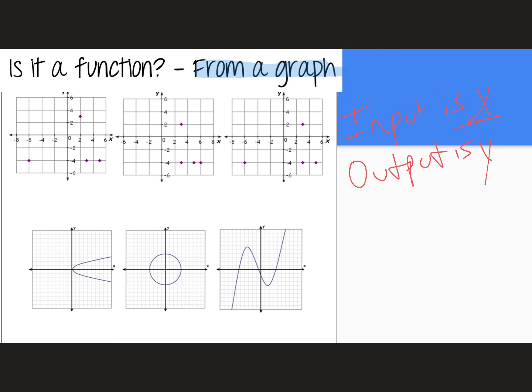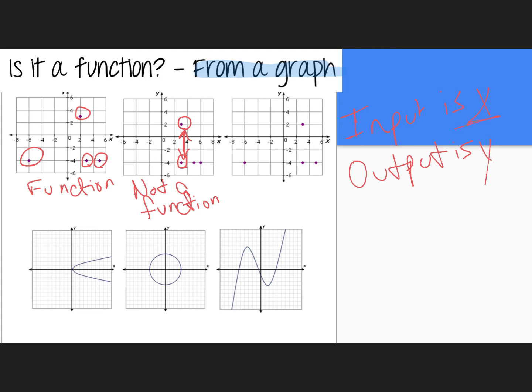So I need to see if any of my inputs repeat. This has an input of negative 5. This has an input of 2, an input of 3, an input of 5. So this one is a function because none of my inputs repeat. When I come to the next one, here I have an input of 3, and here I have another input of 3. See how the points are directly above each other and below each other? They have the same x value. This one is not a function. If any function has spots directly above and below each other, it's not a function.